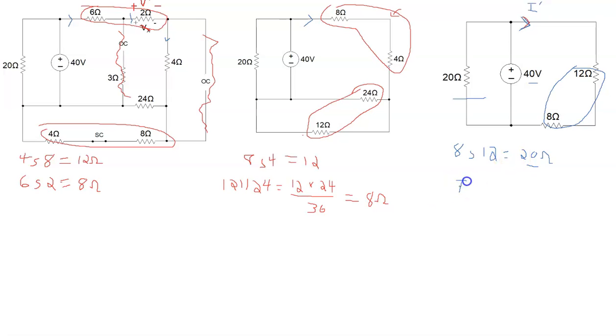And I prime then is equal to 40 volts divided by 20 ohms, and that is 2 amps. Okay, so 2 amps leaves the source and goes right. So 2 amps there. And again, back to our original circuit, the 2 amps comes here and goes through this.